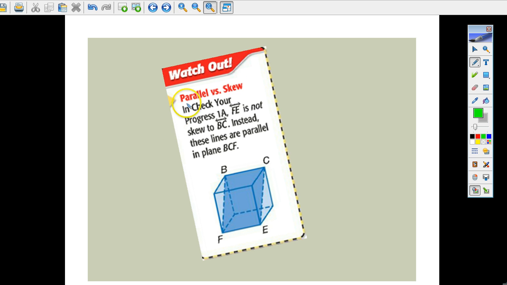Alright, so here's a watch out. Parallel versus skew. In Check Your Progress 1A, FE is not skew to BC. Instead, these lines are parallel because they're going the same direction. So the only time they're skew is when they're not going the same direction and they will not meet.